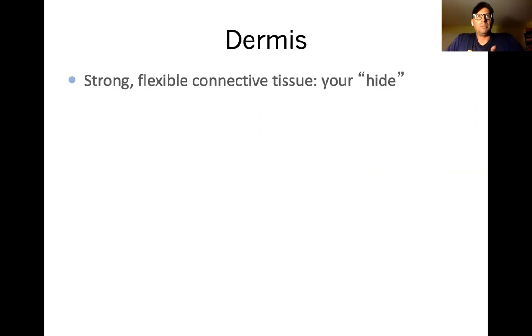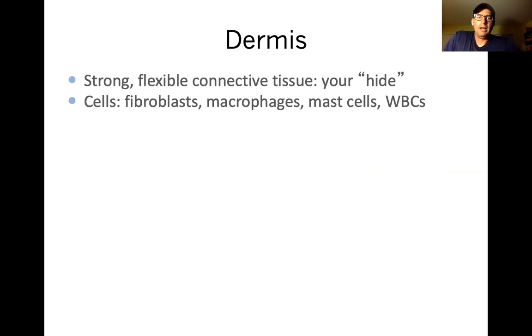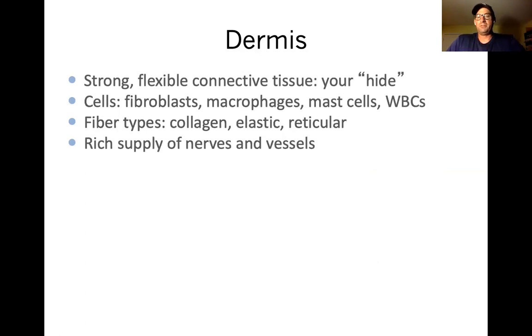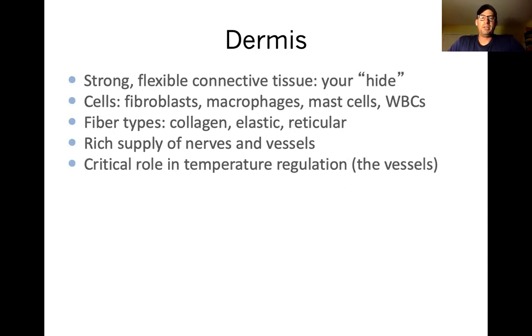That is when you buy leather that's made from a cow, that is the dermis that has been tanned and hardened. Okay, we're going to see fibroblasts, macrophages, mast cells, and white blood cells within the dermis. We're going to see collagenous fibers, elastic fibers, and reticular fibers within the dermis. It has a rich supply of nerves and blood vessels. It plays a critical role in temperature regulation because the blood vessels that dilate when you get too hot or constrict when you get too cold, those are found within the dermis.